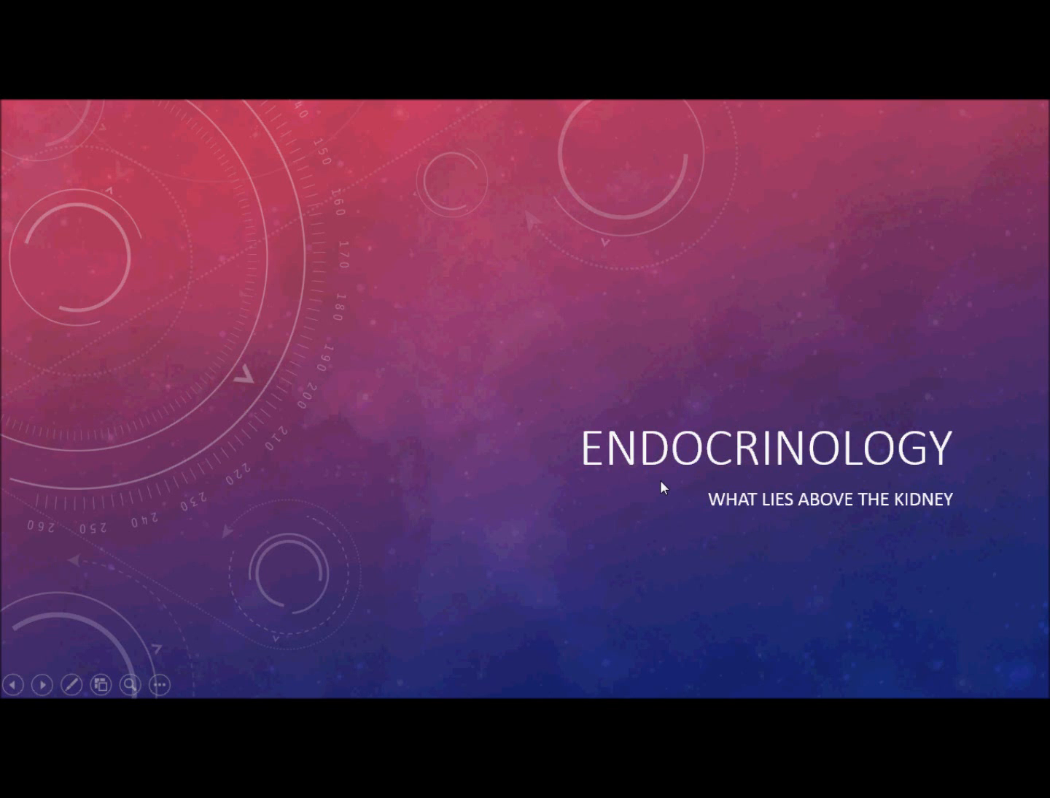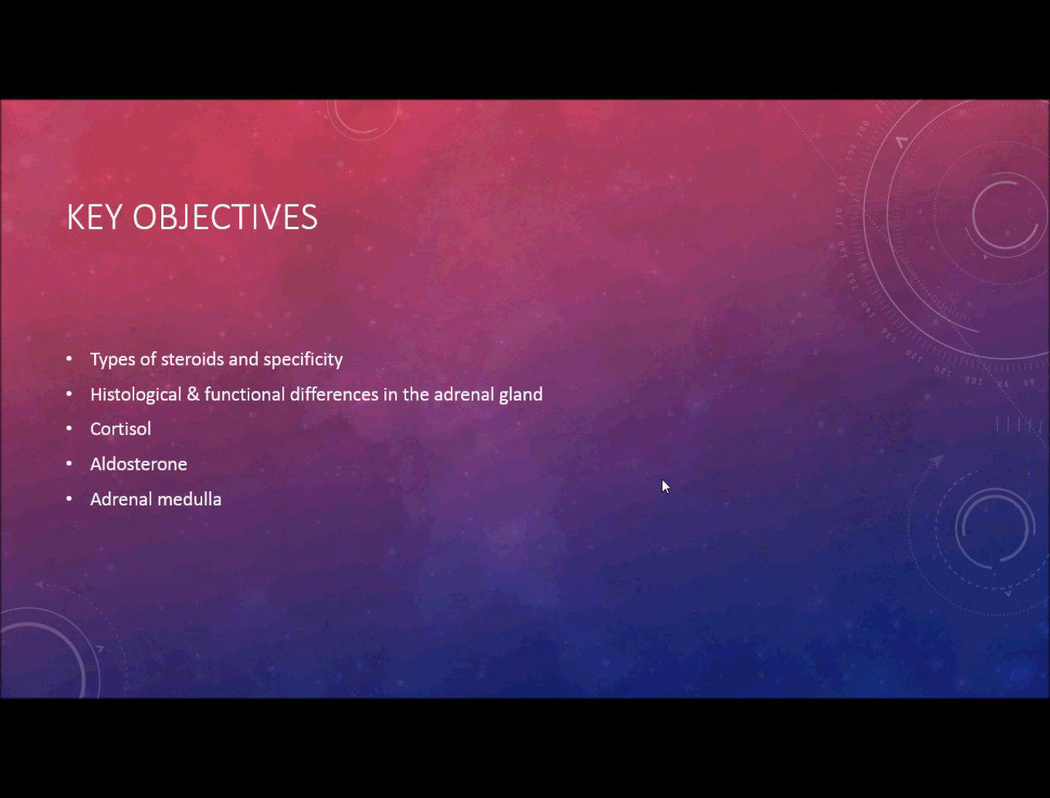Welcome back to endocrinology, and we will be looking at what lies above the kidney. Of course, we're talking about the adrenal gland. Our key objectives here: we're going to talk about types of steroids, their specificity, the histological and functional differences in the adrenal gland, cortisol, aldosterone, and adrenal medulla.